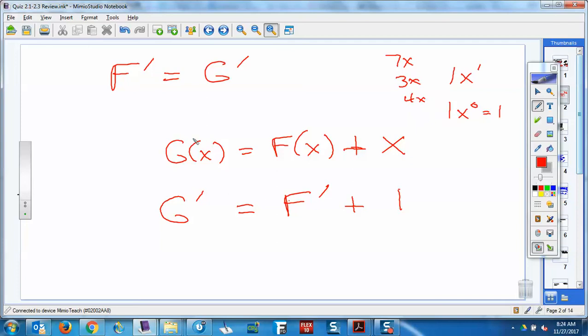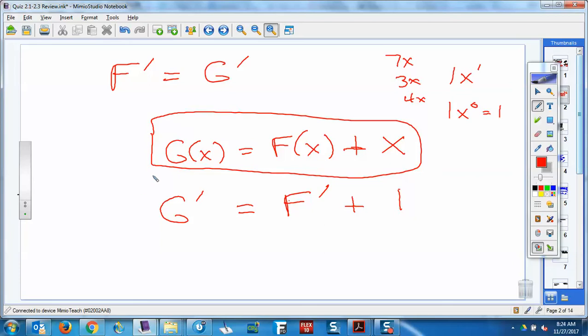Okay? So if this is true, then G prime's got to be F prime plus 1. So G prime is always going to be 1 bigger than F prime, right? So that's why it's not.